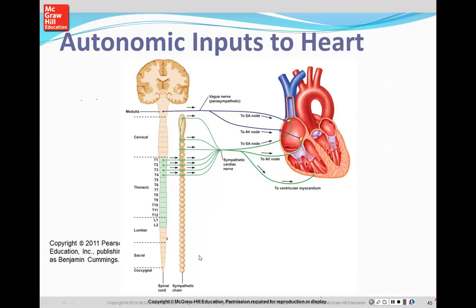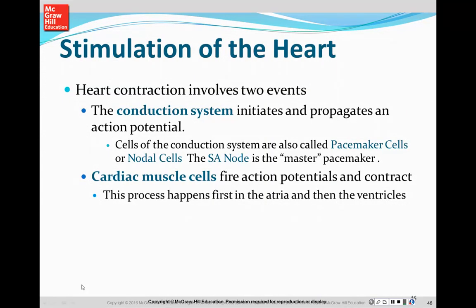Here's a different look at autonomic nervous system innervation of the heart. I like this one because it's very concise. You can see the sympathetic nervous system here, innervating the SA node, the AV node, and the ventral myocardium. And you can see the parasympathetic system only innervating the SA node and the AV node, just kind of what we talked about before.